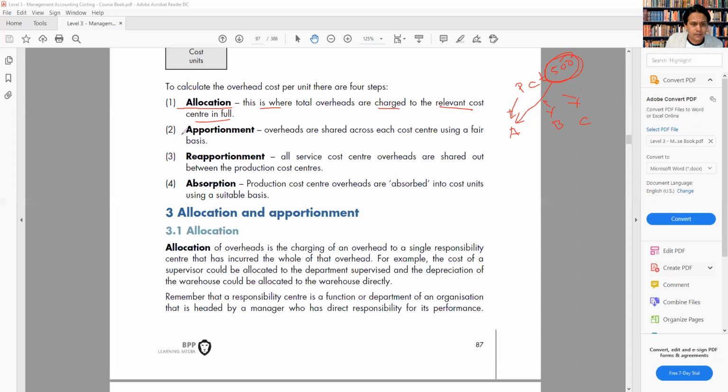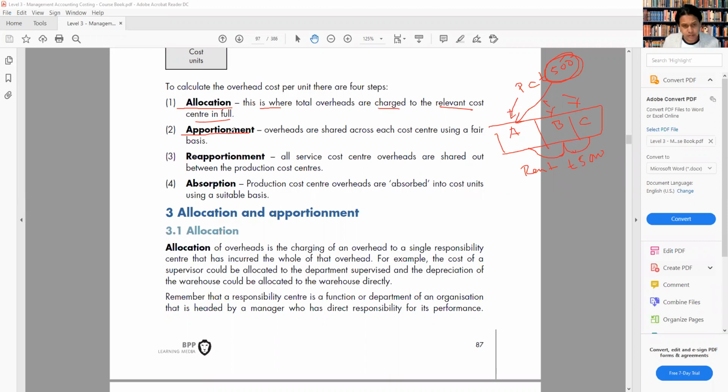The next one we have is apportionment. This is when I share the overhead between a few departments, let's say A, B, and C, and we have a rent. These three departments use the whole building, and the rent is £5,000. So this £5,000 will be split between A, B, and C. All three departments have to share the rent, and this is called apportionment.